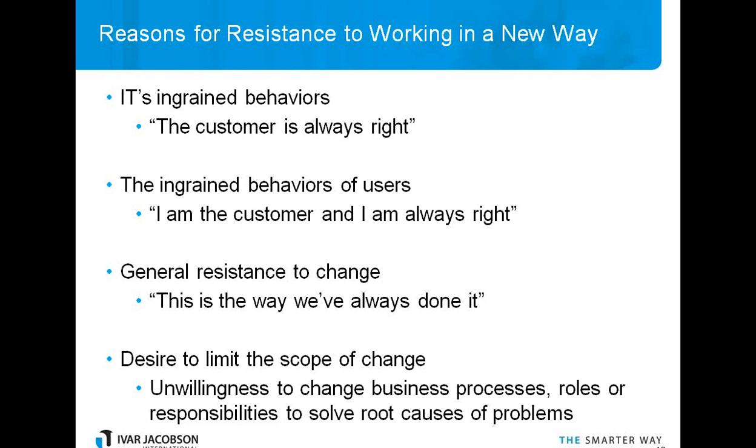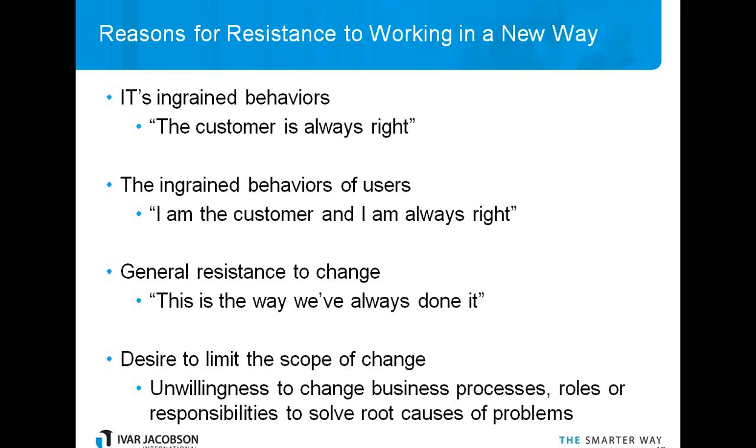Now, we've also ingrained that behavior in the users, and they think I am the customer and I'm always right. So, meaning IT is subservient to the business, and the goal is, I tell you what I want if I'm the business, and you're supposed to deliver it.